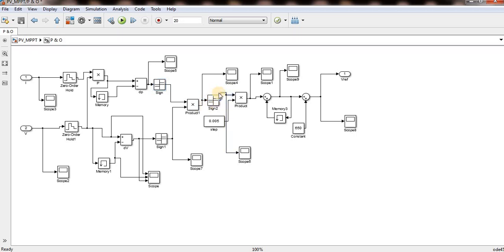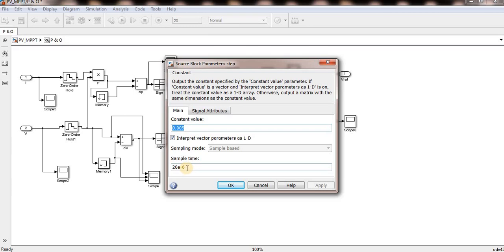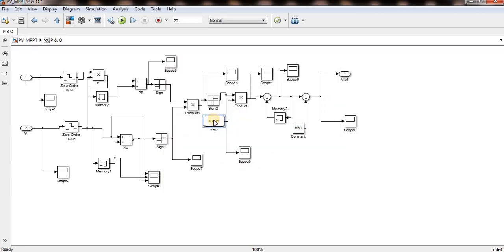Based on this sign, this is the delta V, and this is the step time. I took 0.005 volts. Whatever my value is, very small or otherwise, here I get only the sign, positive or negative. With the step, I can multiply these two to decide whether I have to increase or decrease my voltage. Simple thing. But I took it very small, and the sample time is 20 to the power minus 6. So while multiplying for 1 second, it will come to a very high value.